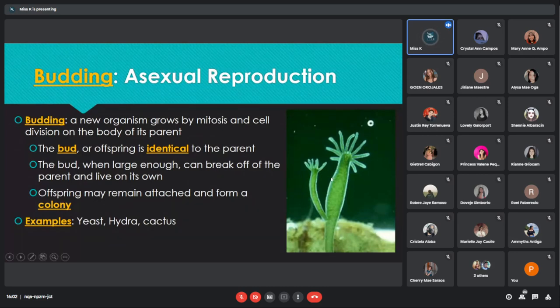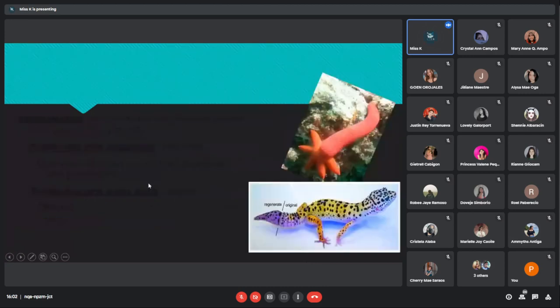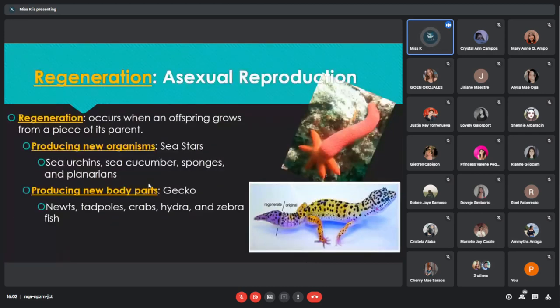That is also what happens to the hydra. If you can see, there is a small hydra attached, then that small hydra can detach itself from the big hydra and grow into another hydra. Okay? And then next, we have regeneration.